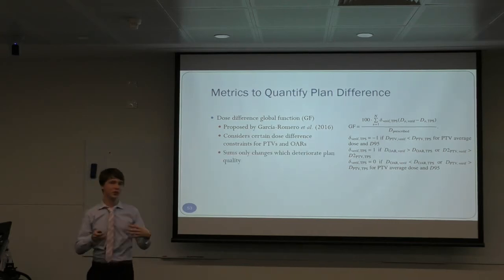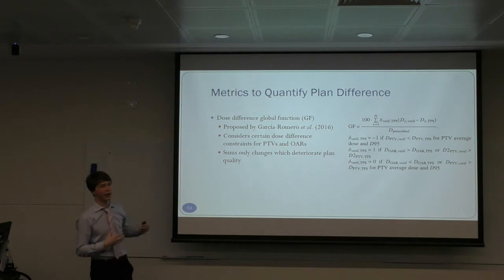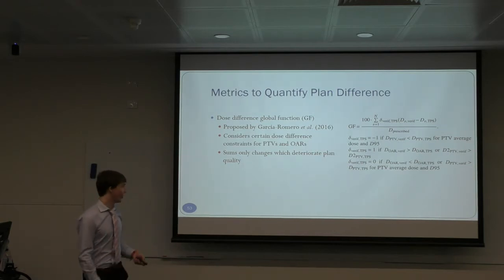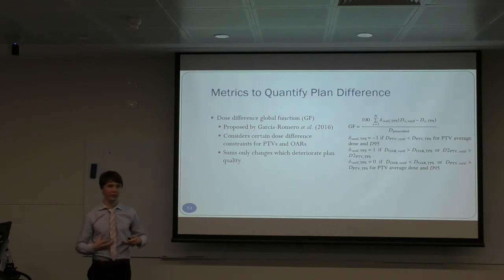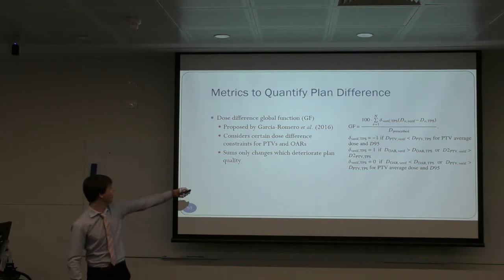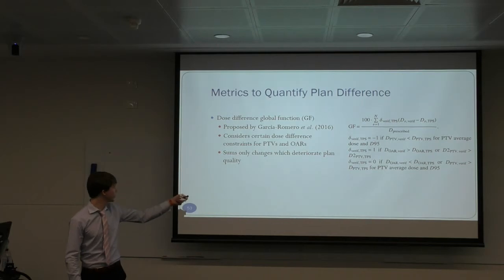You've got a lot of different structures, and you only want to sum the dose difference if it corresponds to a degradation in the ability of the plan to meet these constraints. So if you're looking at a structure and it gets better, you don't add that to the sum. You're going to add the deterioration in plan quality.